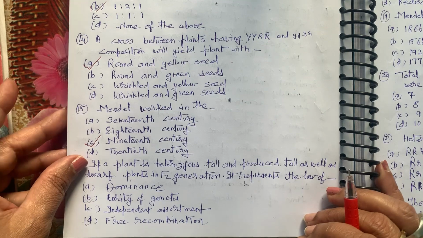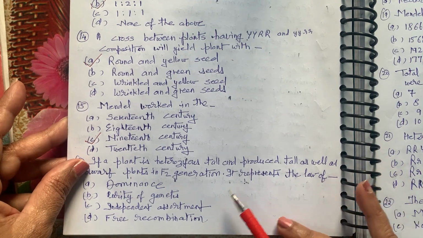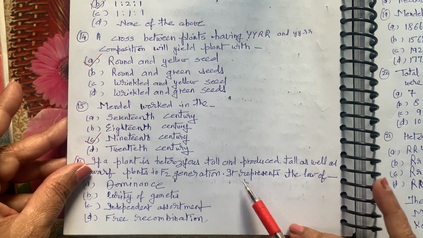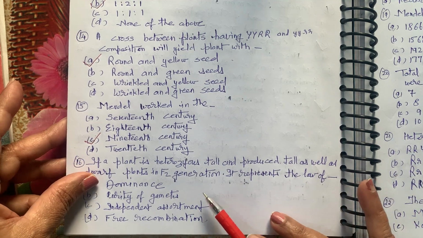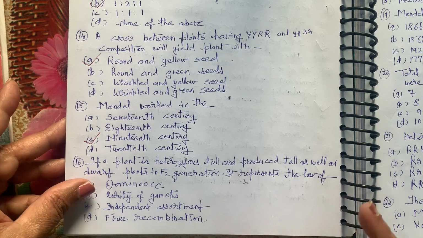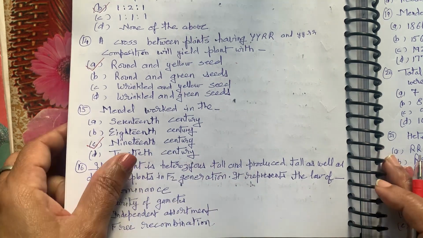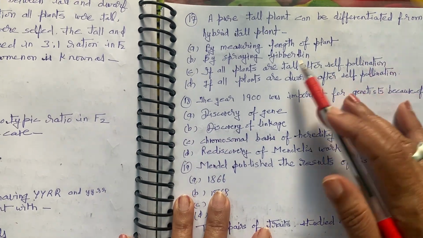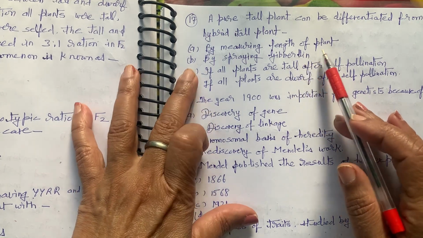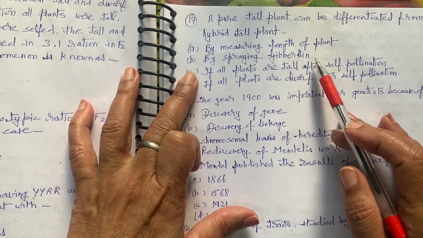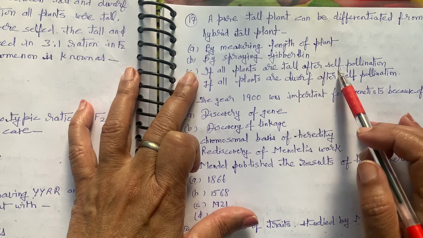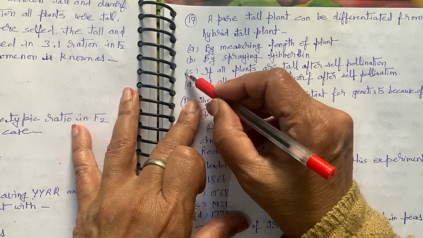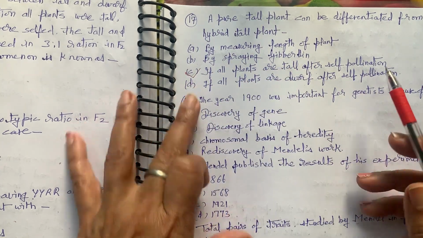If a plant is heterozygous tall and produces tall as well as dwarf plants in F2 generation, it represents the law of dominance, purity of gametes, independent assortment, free recombination. It is purity of gametes. A pure tall plant can be differentiated from a hybrid tall plant by measuring length of a plant, by spraying gibberellins, if all plants are tall after self-pollination, if all plants are dwarf after self-pollination. Correct: if all plants are tall after self-pollination.